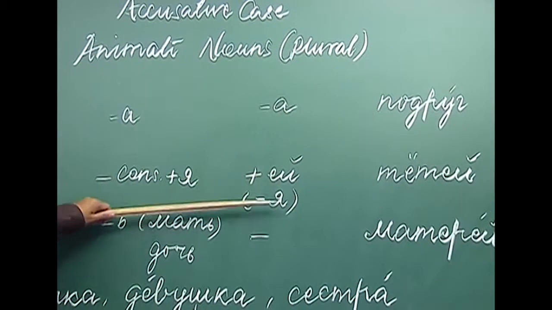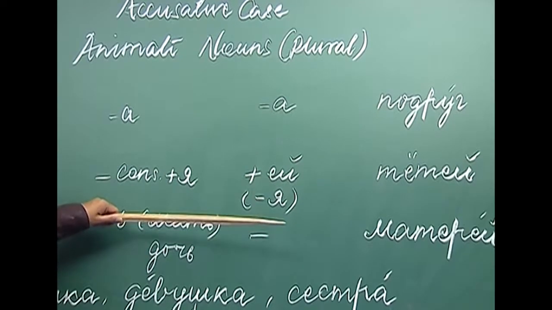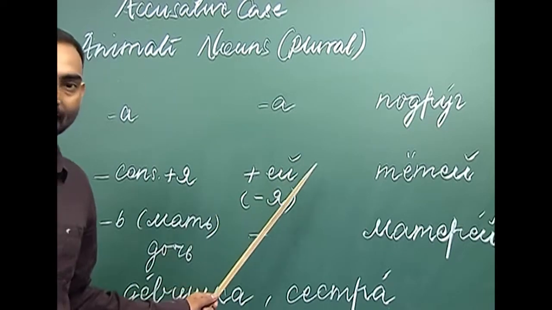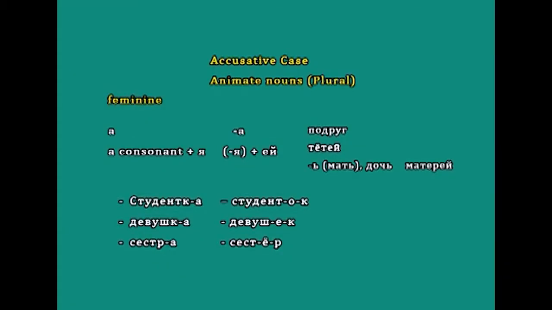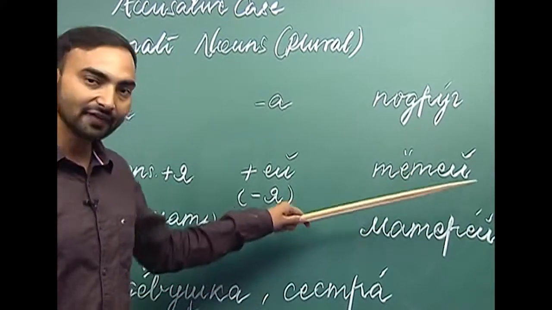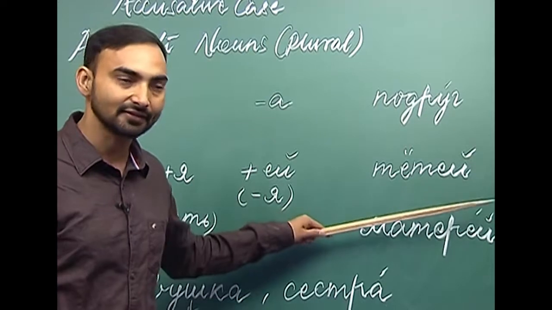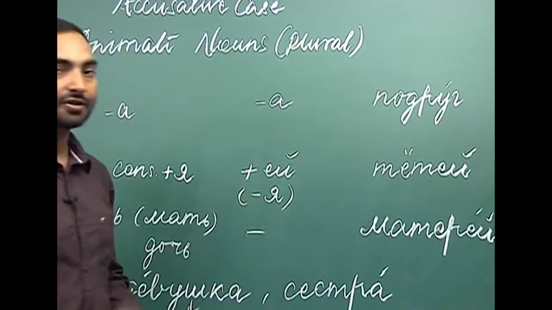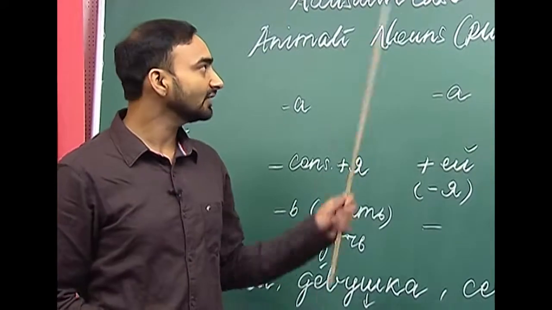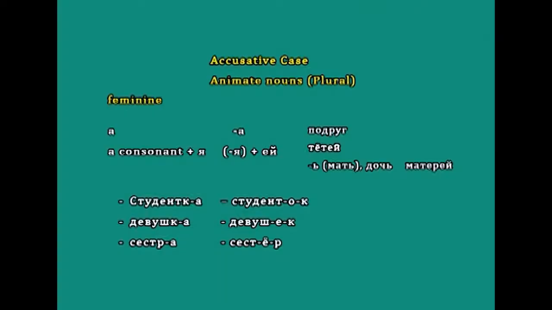So, what we do is we remove ya from the end and add ye and e krat ke. So, chochya, just remove or drop the ending ya and add ye and e krat ke. So, what do we get? We get chochye. Chochye is the plural animate in the accusative case.